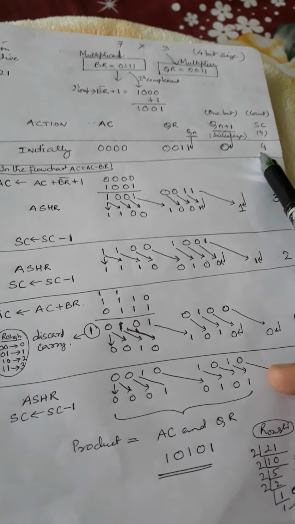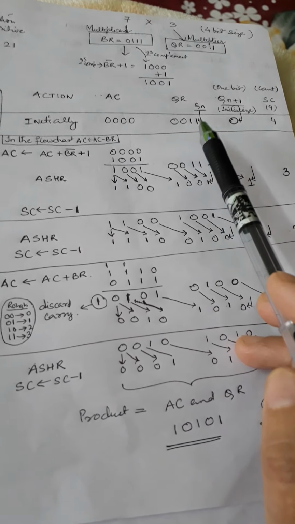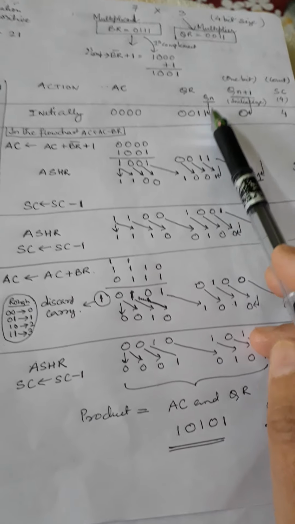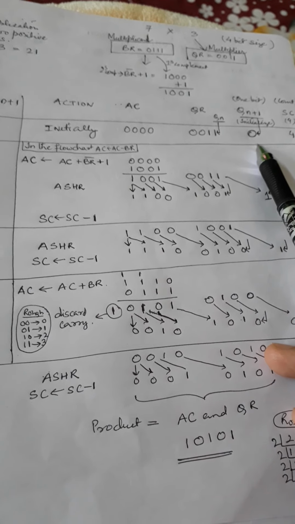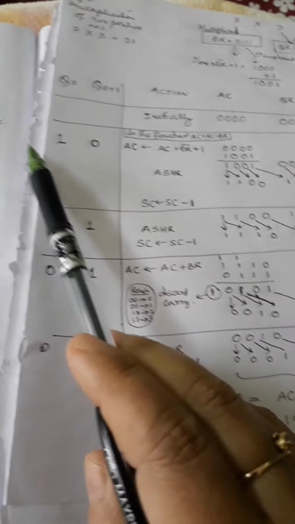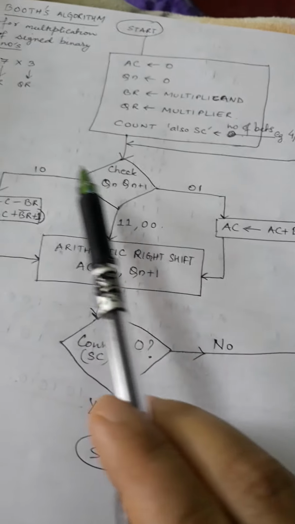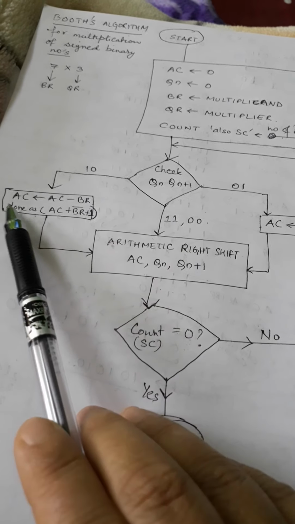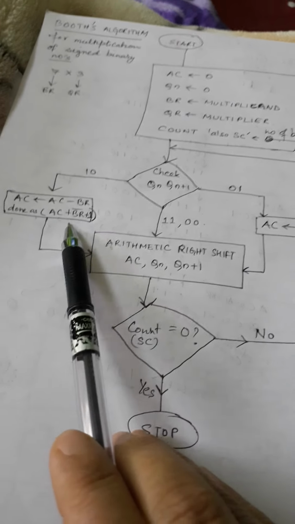Alright, so now let us begin. So these are the starting values. Now, let's check the values of Qn and Qn plus 1. If you look carefully, you'll find Qn is 1 and Qn plus 1 is 0. So we jot that down, 1 and 0. And if you check your flow chart, you'll find that when you have the value 1 and 0, we have to perform this subtraction, which we carry out with the help of the complement.